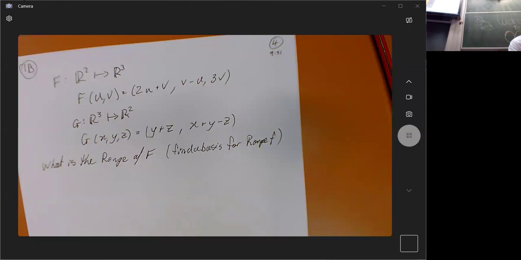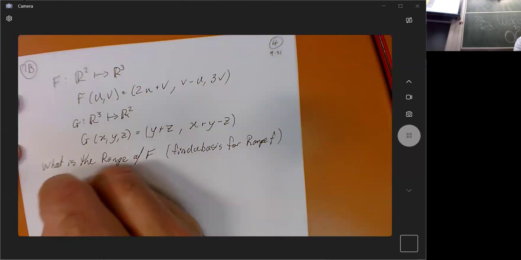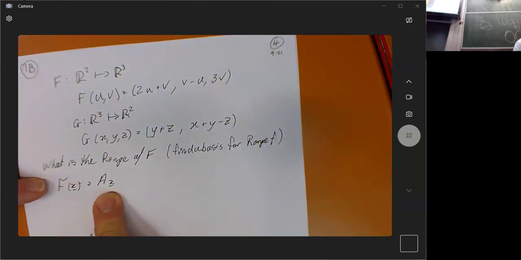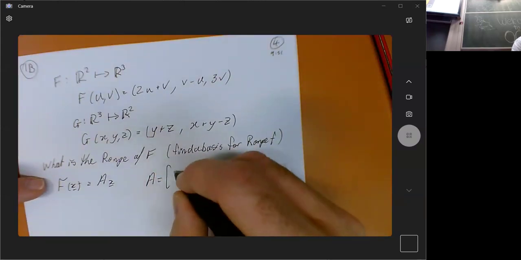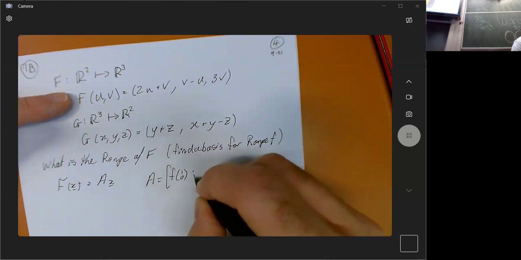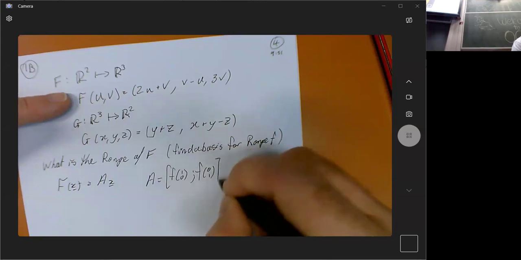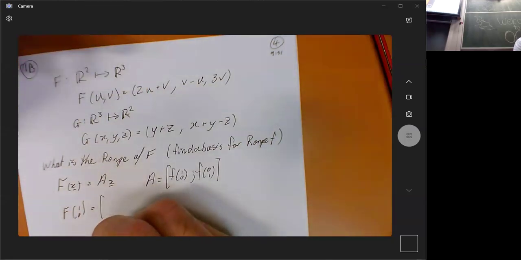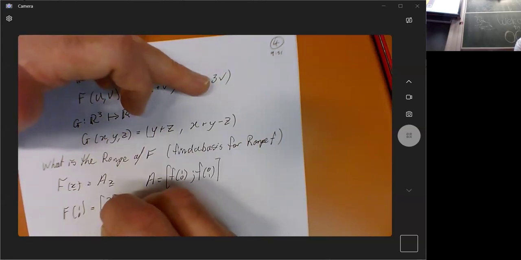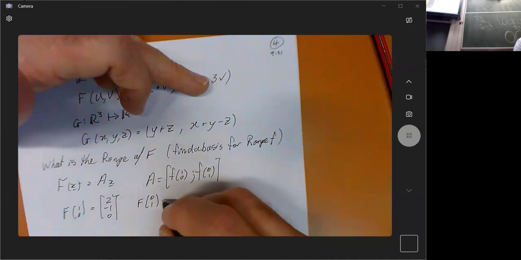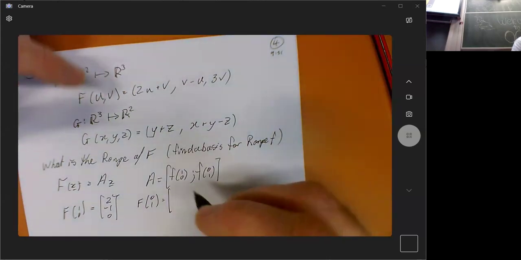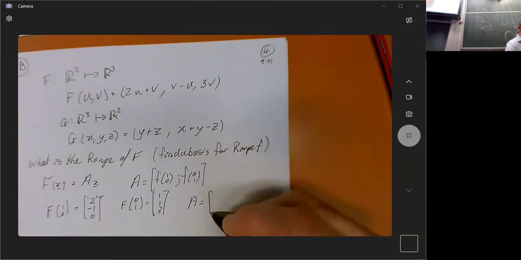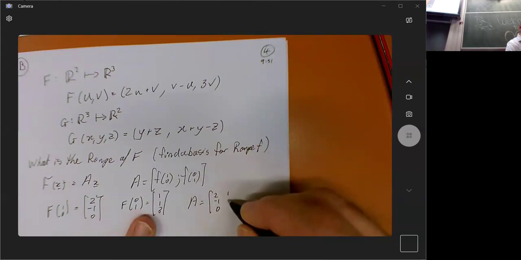Right, the matrix. All right, so strictly speaking, the standard matrix for F. So F of X is equal to A times X. This is sort of saying A is my notation for the standard matrix, and A is going to be equal to F of (1, 0) and F of (0, 1). Okay, F of (1, 0) is going to be equal to U is 1, so that's going to be a 2, that's going to be a minus 1, and that's going to be a 0. F of (0, 1) is equal to, where have we gone? 1, 1, 3. And so A is going to be equal to the columns (2, -1, 0) and (1, 1, 3).